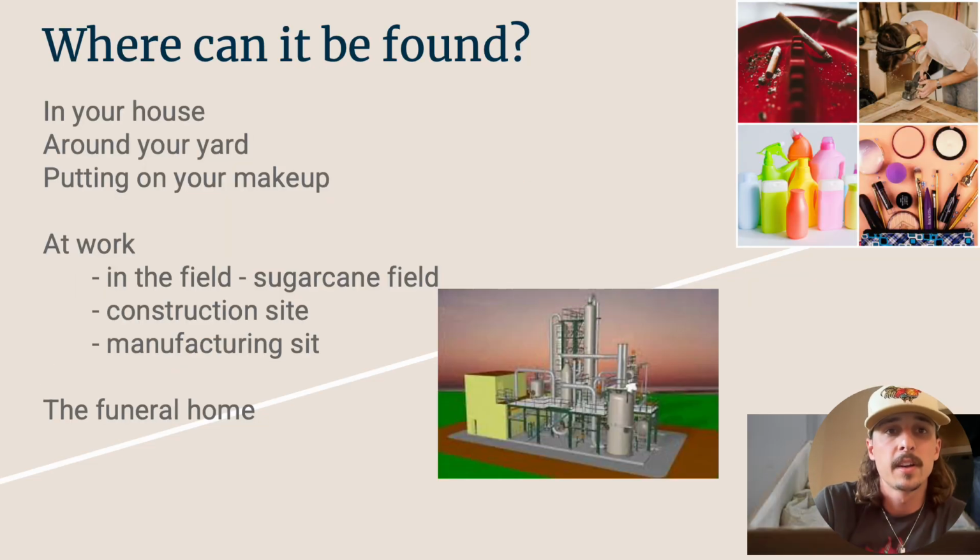Okay, so where can it be found? Where can you be exposed to it? We can all be exposed to it because it is most likely in your house and in your yard. It is in a lot of household products such as plywood and particle board and foam insulation. Women are at risk daily because it is in cosmetics. These are used by most people weekly, if not daily.